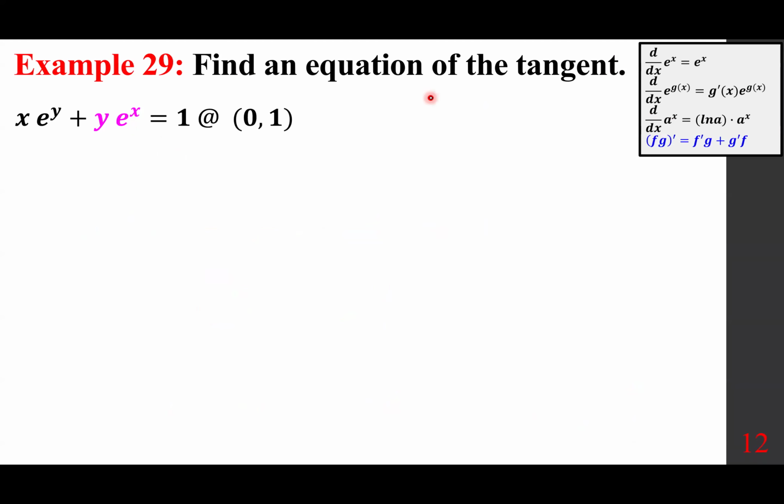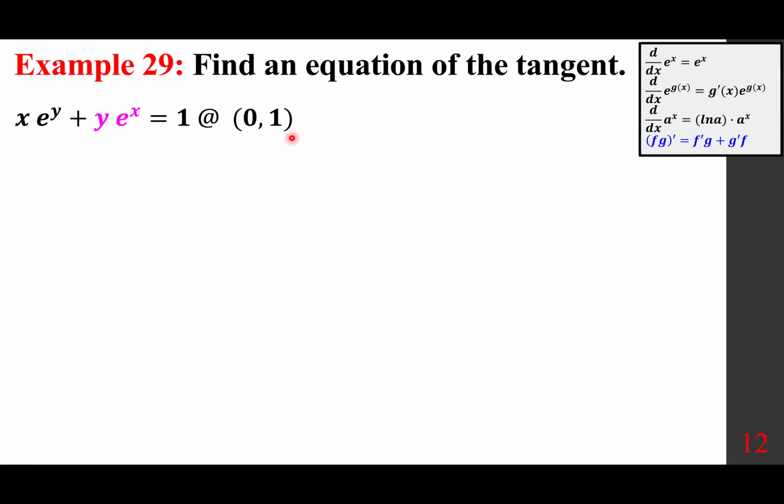Find an equation of a tangent line, given the function, given a pair, and in order to come up with the equation of a tangent line, we need two things. We need a pair x comma y, we have it. We need to find the slope. To do so, we have to differentiate. To differentiate, we are going to go with implicit differentiation in this case.